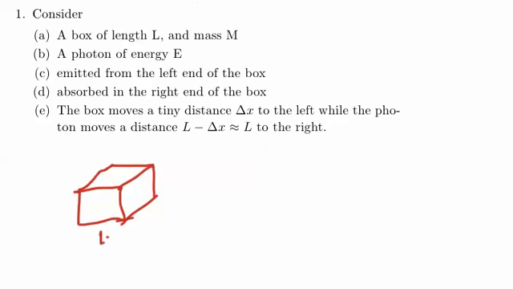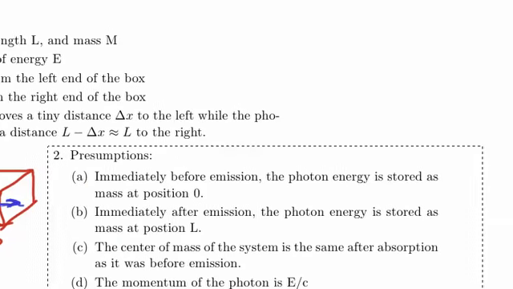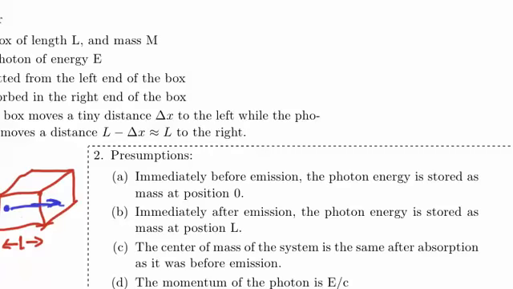He takes a box of length L and mass m and a photon of energy E that emits from the left and goes to the right and embeds itself into the right side of the box. The box moves a tiny distance to the left while the photon moves a distance L to the right. So the photon moves L, the box moves delta x. It's a little bit of an approximation. Technically the photon's only going to move L minus delta x to the right, because the box will move a little bit. Now these are some assumptions about the setup.